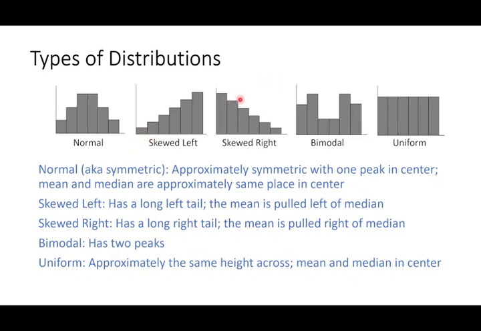Skewed right, there's a long right tail, and the mean gets pulled to the right of the median. Bimodal has two peaks. These peaks we call a mode. So there's two modes in this graph right here, roughly. And then uniform has roughly the same height all the way across, and the mean and the median are in the center again. So that's it for this one, actually.